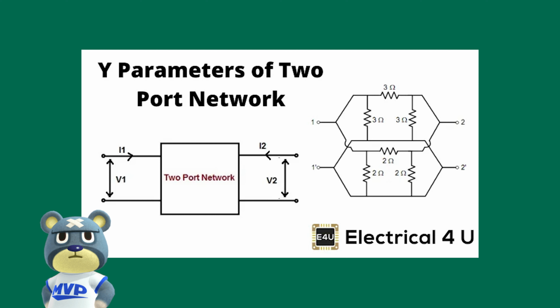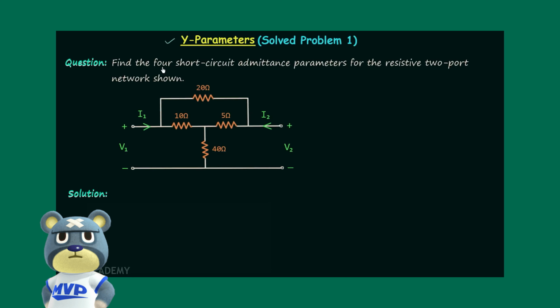They are calculated under short circuit condition, where the subscripts 1 and 2 refer to the input and output current flowing through the ports of a two-port network. So the Y parameters are commonly used alongside the Z parameter, H parameter, and ABCD parameter to model and analyze the transmission line. So in this video, we'll show you how to solve the Y parameter.